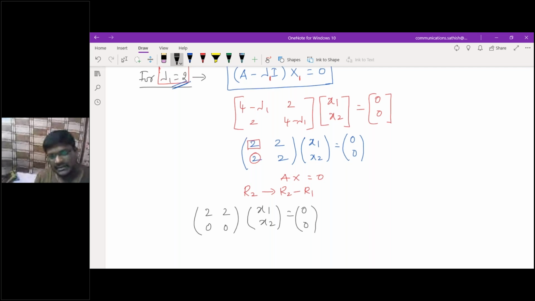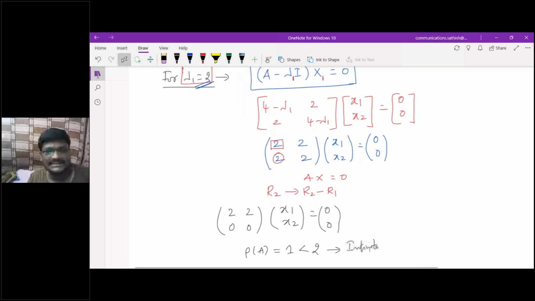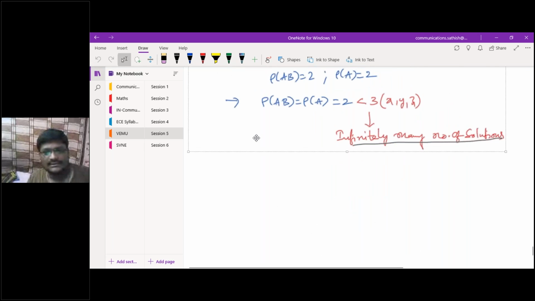So check it out. My rank of A is equivalent to what? There is a 0 row, so the rank is 1, which is less than the number of unknowns, x1 and x2. Am I correct? This will have infinite solutions. Are you able to follow me? Infinite number of solutions, sir.